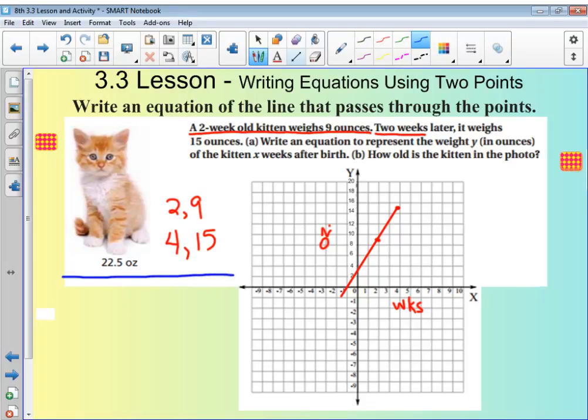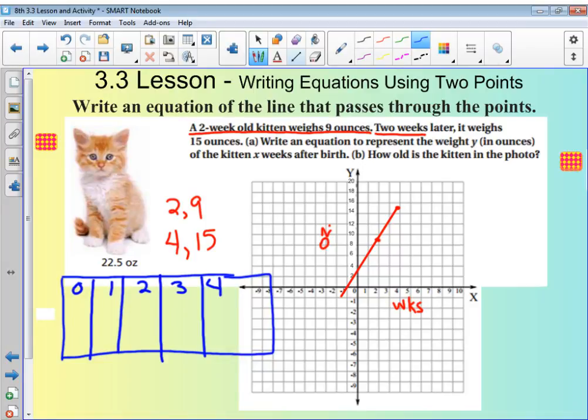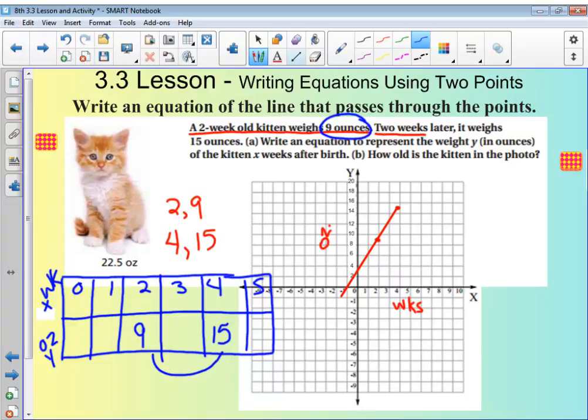Okay, so here's my table. And the information that I had originally was at 2 weeks old. So I need 0 week, 1 week, 2 weeks, 3 weeks, 4 weeks, and so forth. Okay, and I could do 5 and continue it if I need to. So it says at 2 weeks, it was 9 ounces. So this is my weeks, this is my ounces. These are my x's and my y's. So at 2 weeks, it was 9 ounces, and 2 weeks later, which would be week 4, it was 15 ounces. So the change here was 6 ounces over the 2 weeks.